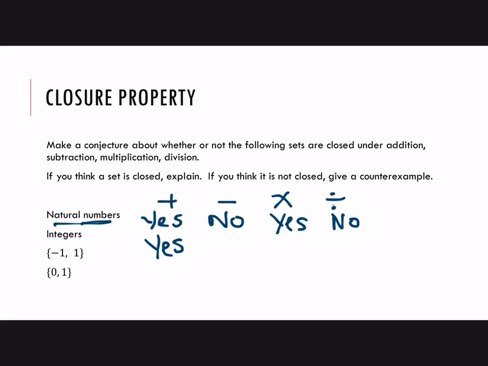How about subtraction? Things like 5 minus -3, or -16 minus 4, or 8 minus 10. All of those give integer answers. So yes, that one's closed as well. Multiplication. 3 times -2, 5 times 5, 1 times -4. All integer answers. That one's closed too.